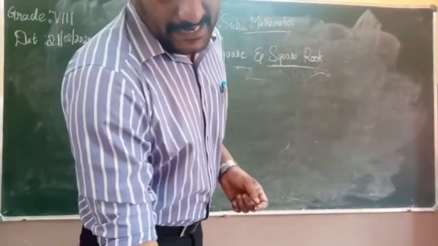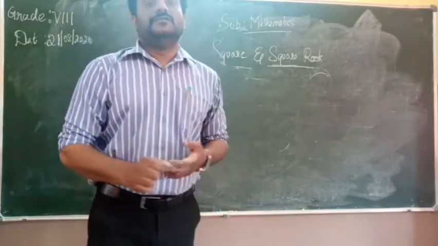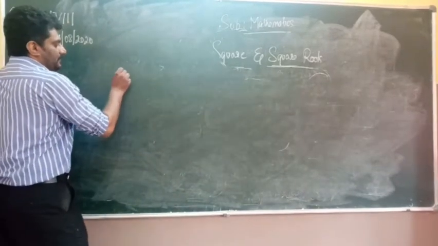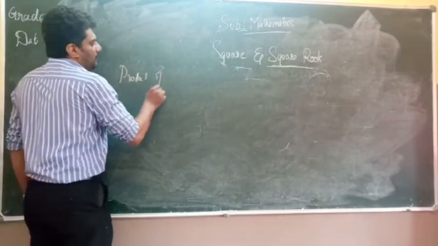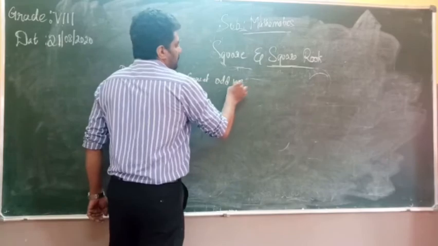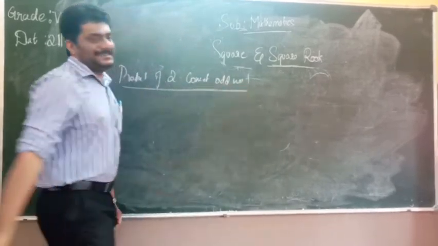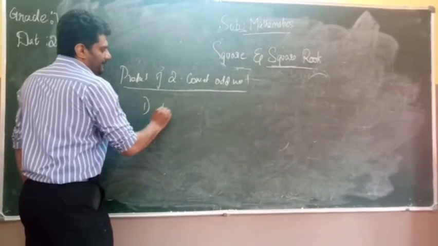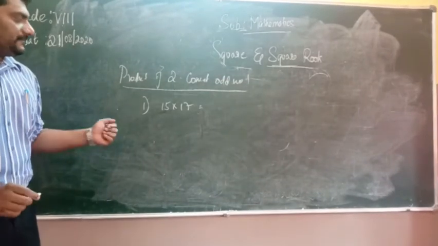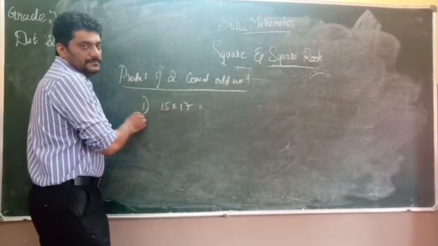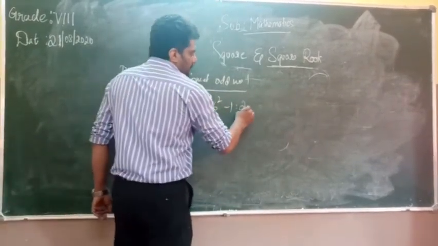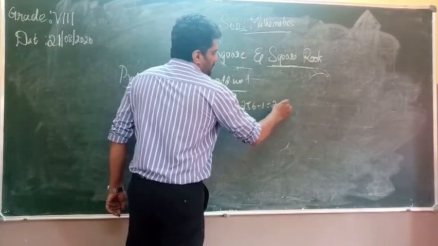Now the next pattern is the product of two consecutive odd numbers. For example, if I have 15 into 17 and I have to multiply, what is the number between these two? 16. So it is 16 squared minus 1, which is 256 minus 1, 255.